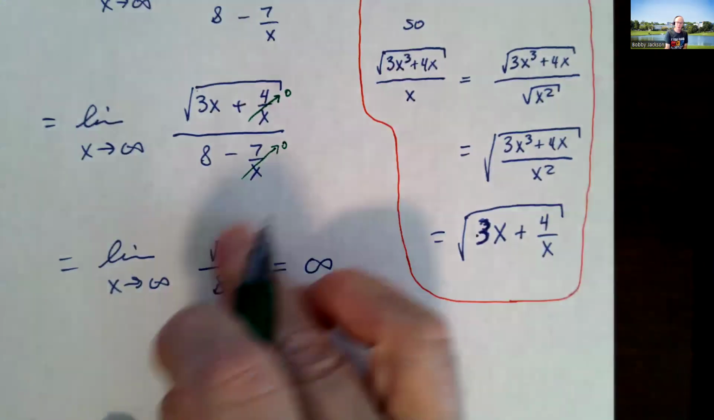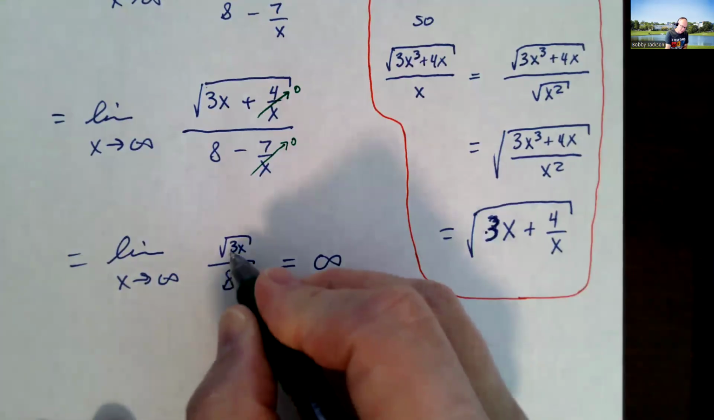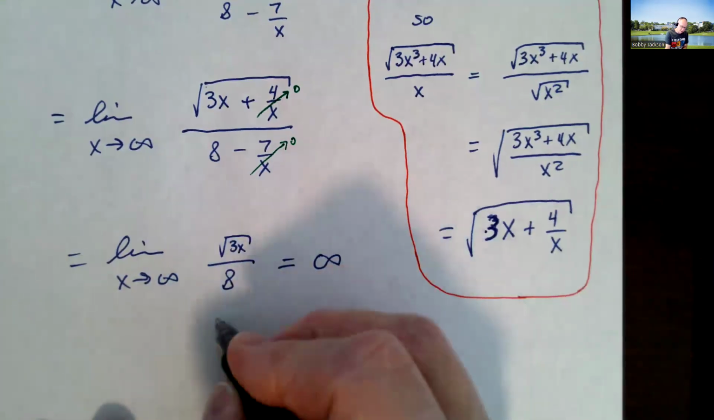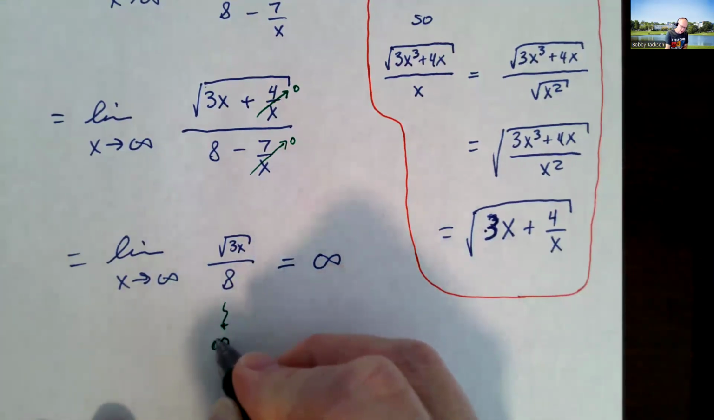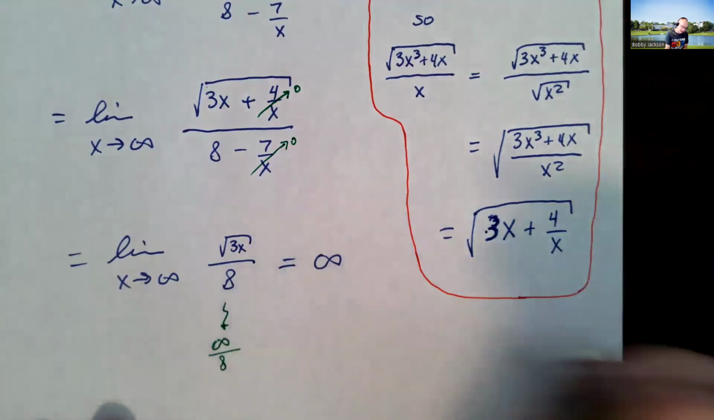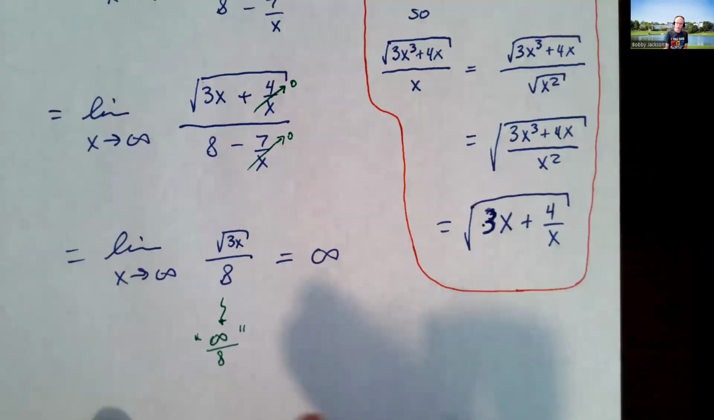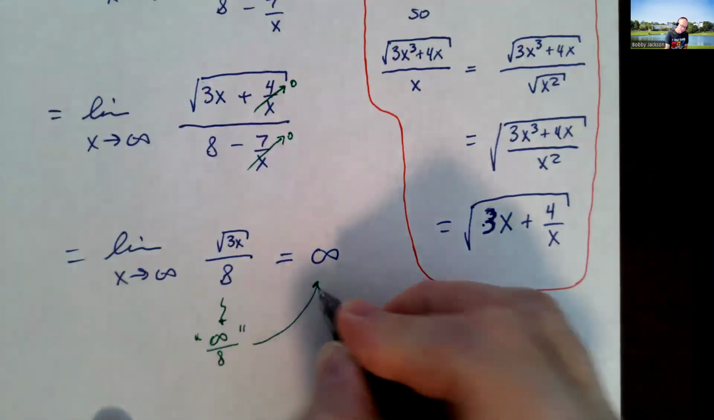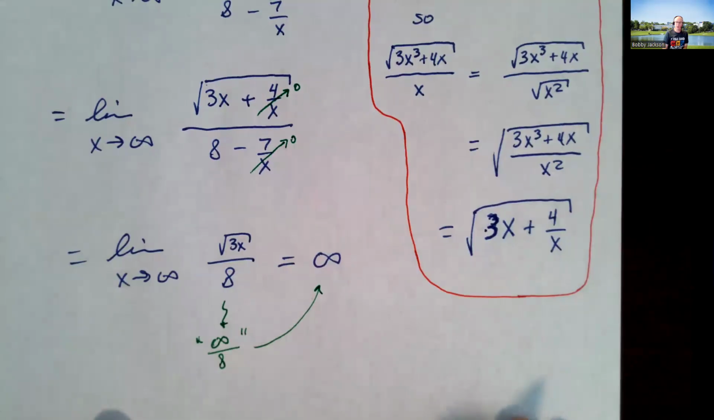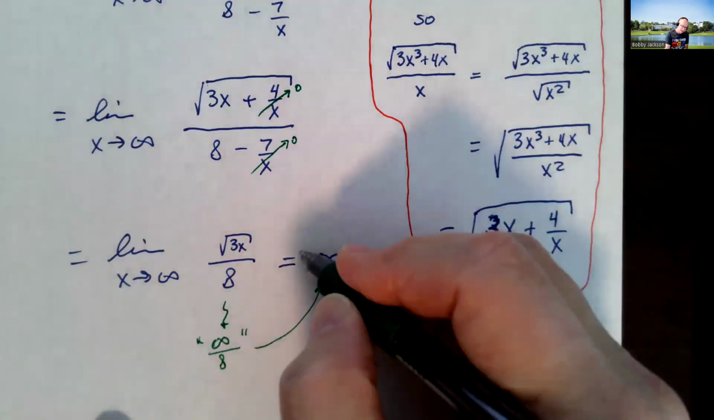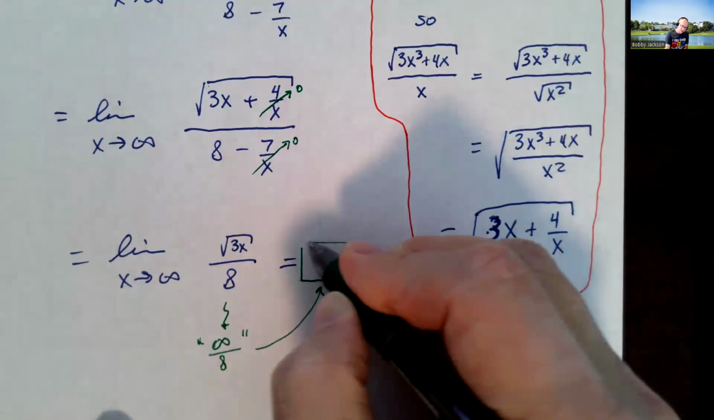Now, what's the form of this limit? Well, the top, the square root of 3x, as x goes to infinity, that's going to infinity, right? Just getting bigger and bigger. The bottom is just 8. That's not an indeterminate form. Dividing something bigger and bigger by 8 is just going to go to infinity. And so the final result is the limit as x goes to infinity of that function is indeed infinity.